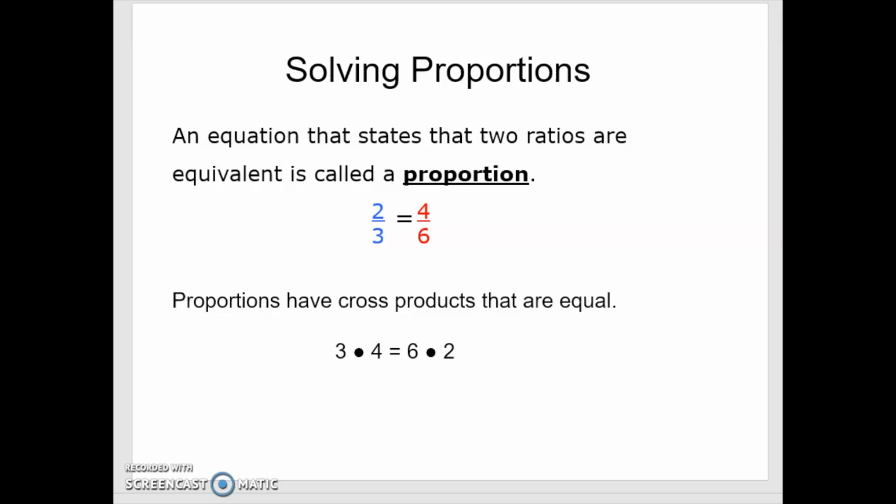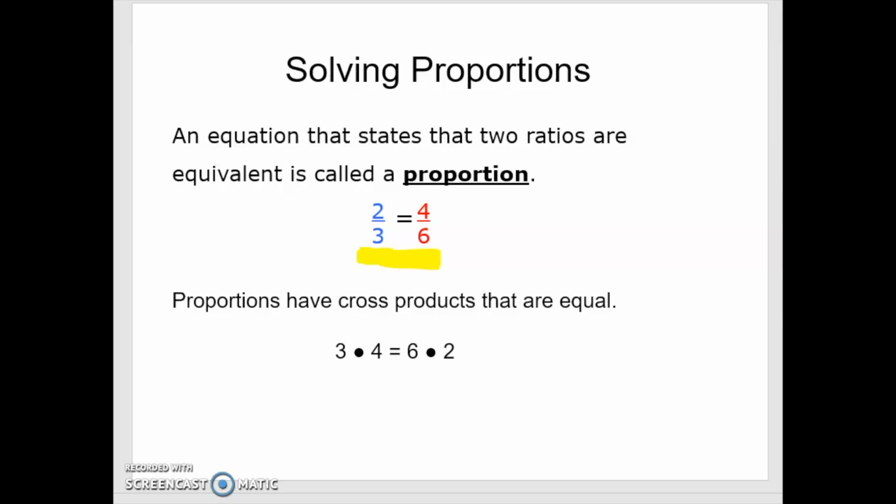So when we're looking at a proportion, remember we talked about that that's when two ratios are equal to each other. So a ratio like 2 to 3 and 4 to 6. And for those of us who are real comfortable with our fractions, we know that those are two equivalent or equal fractions. So those are also two equal ratios.